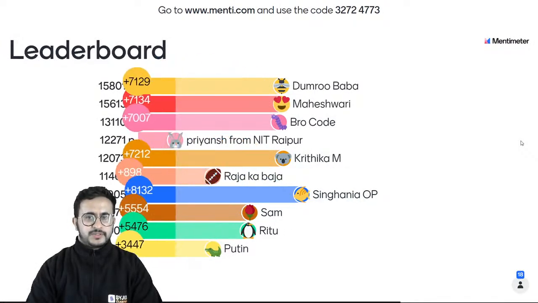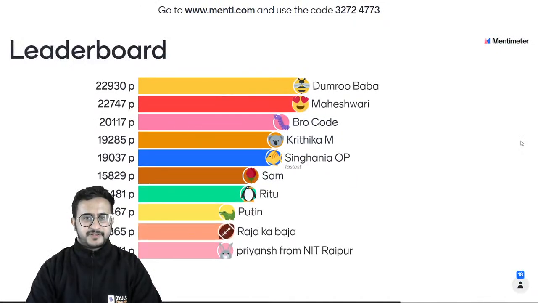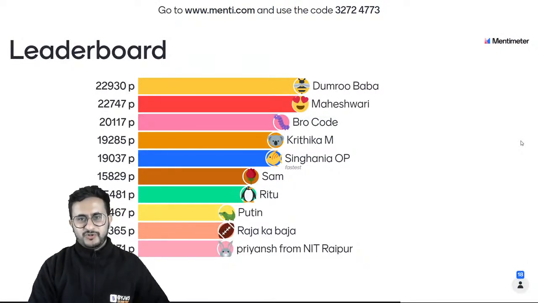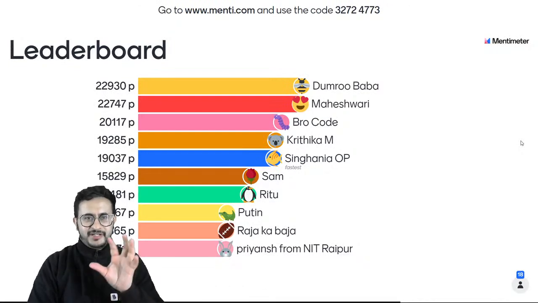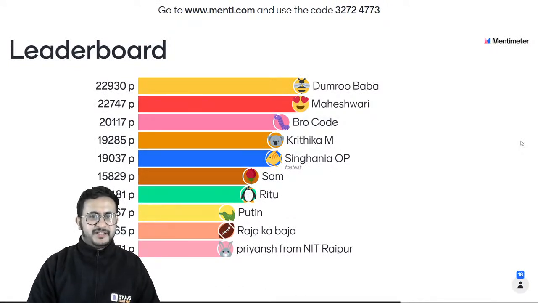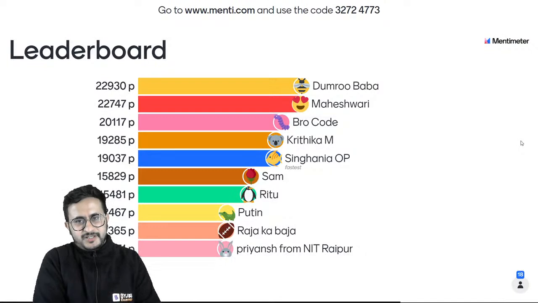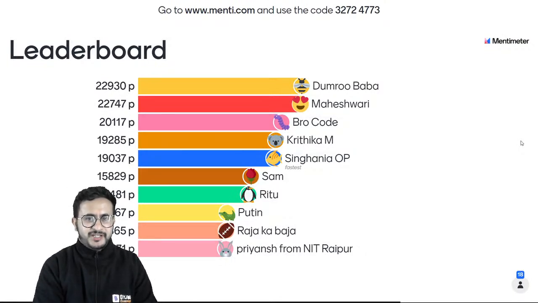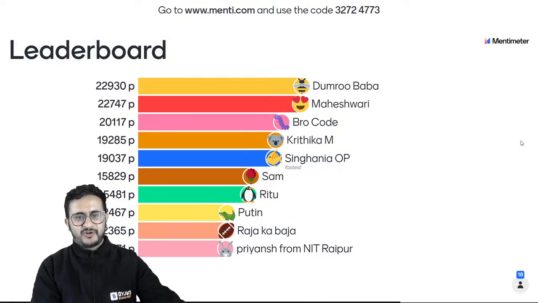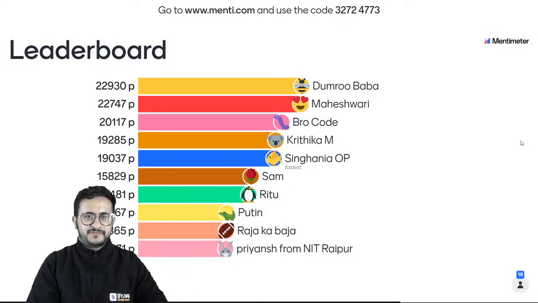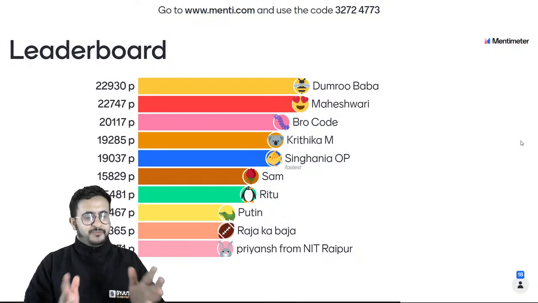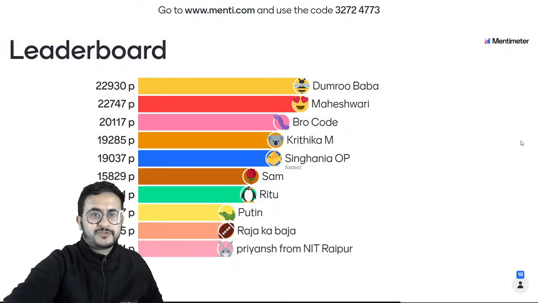This time, Singhania OP was the fastest and overpowered during this period, but Damru and Maheshwari still lead, right? Very close, less than 200 points gap. And then we have Brocode, then we have Kritika. Singhania is number 5 now. Then Sam, Ritu, Putin has moved to the 8th position. Raja Ka Baja, and Priyansh has dropped down to the 10th position. I think he was 4th or 5th previously. Okay, so we have 10 more questions to go. Let's move on to the next question.